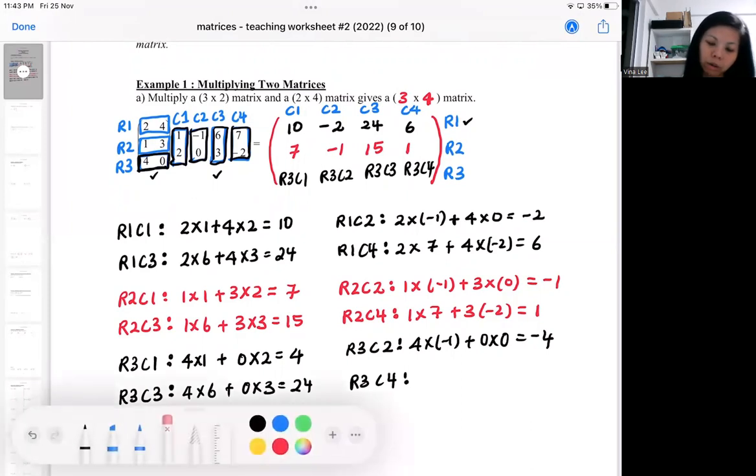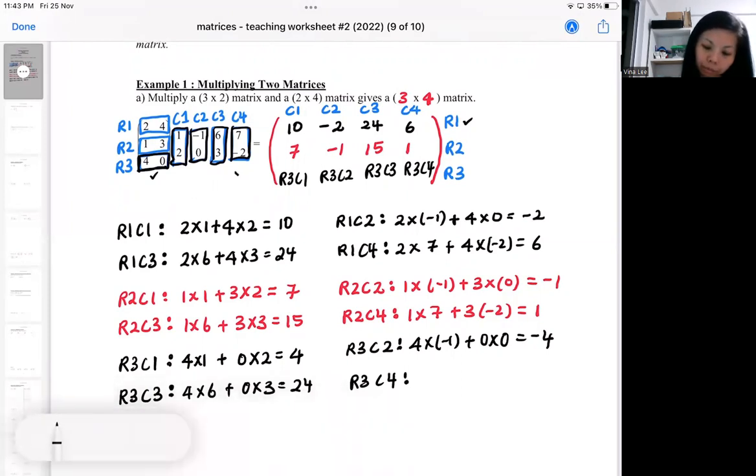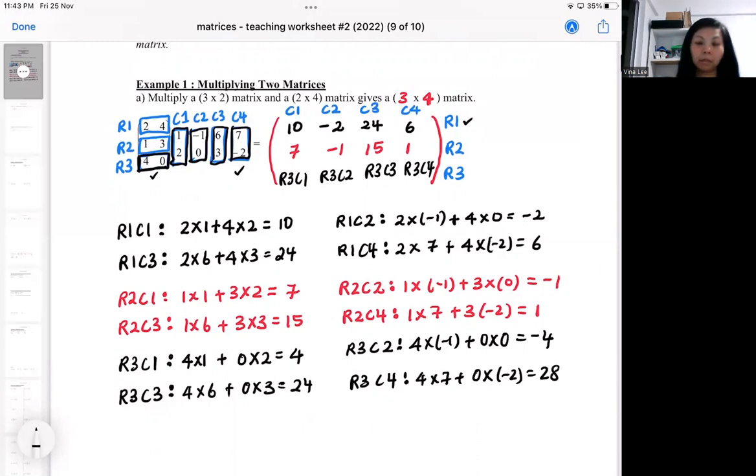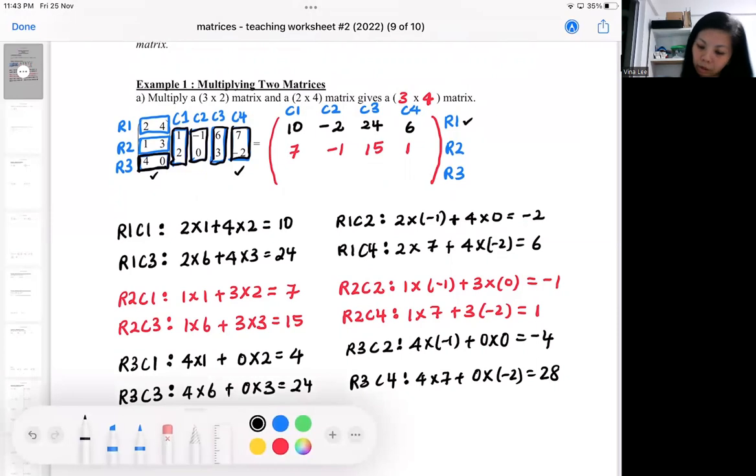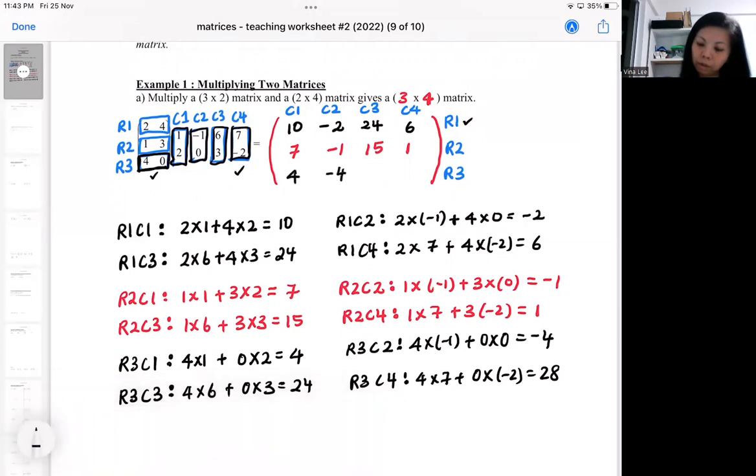So now I go to the fourth column. First times first, second times second. So now I get all the numbers. So this is considered matrix multiplication done. So 4, minus 4, 24 and 28. Okay, so this one looks a bit complex because there's a lot of numbers to fill up. So not every multiplication is going to be so complex. So I'm going to show you the next one, which is not so complex.